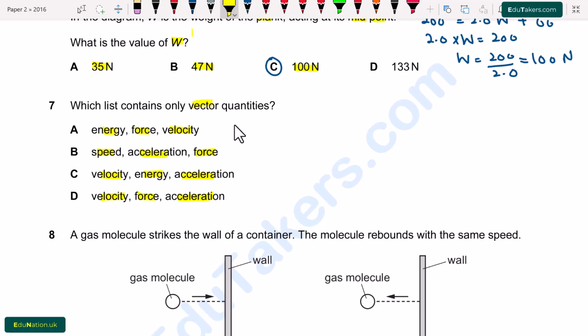In option A, energy is a scalar quantity, so option A is incorrect. In option B, speed is a scalar quantity, so option B is also incorrect. Option C, here again energy is a scalar quantity, so it is incorrect. Option D is correct, because velocity, force and acceleration, all of these are vector quantities.